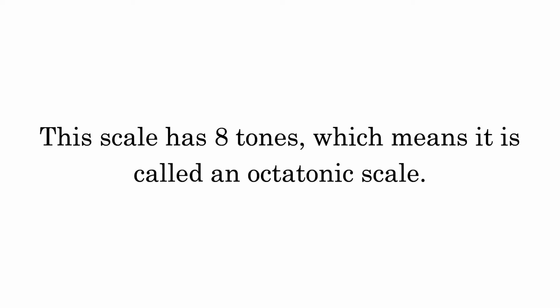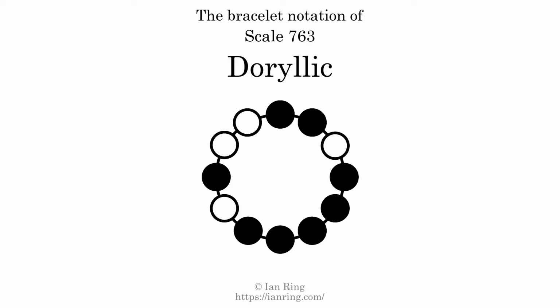This scale has 8 tones, which means it is called an octatonic scale. This is a bracelet notation diagram of scale 763. The shaded circles represent tones that appear in the scale, and they are read clockwise, starting at the top.